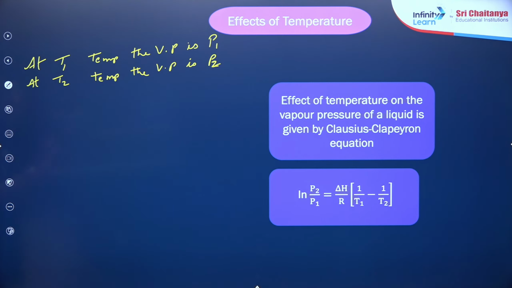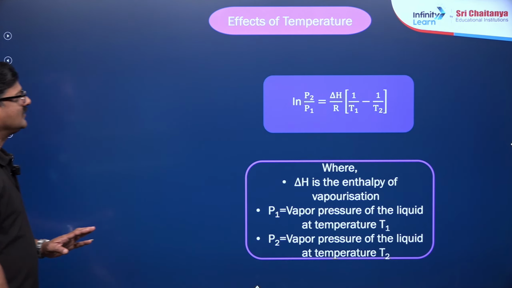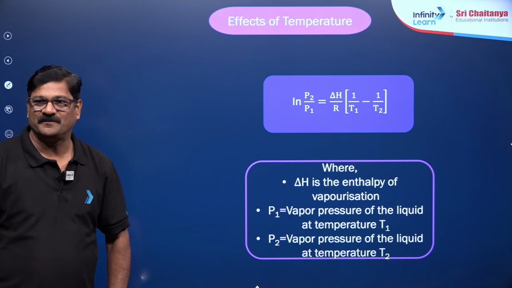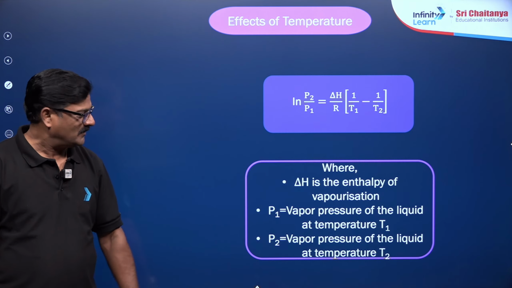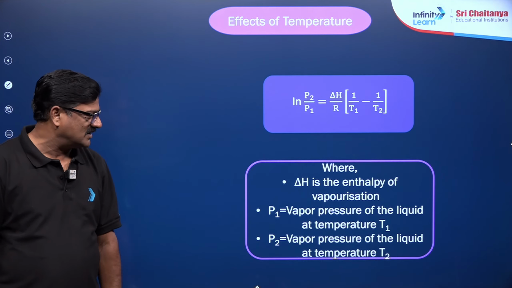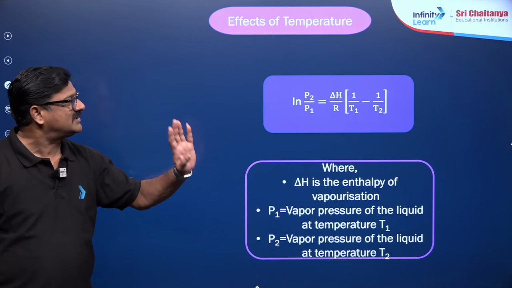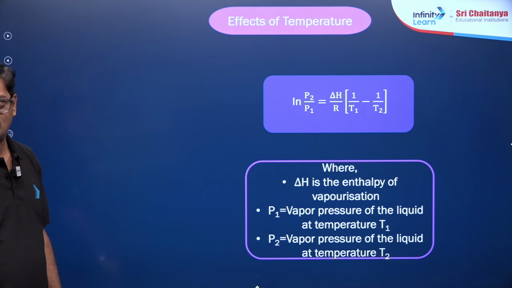This is what is called the Clausius-Clapeyron equation. And you can see delta H is the enthalpy of evaporation, P1 is the vapor pressure of the liquid at temperature T1, and P2 is the vapor pressure of the liquid at temperature T2. Right? It is a very important equation. You need not do numericals based on that.